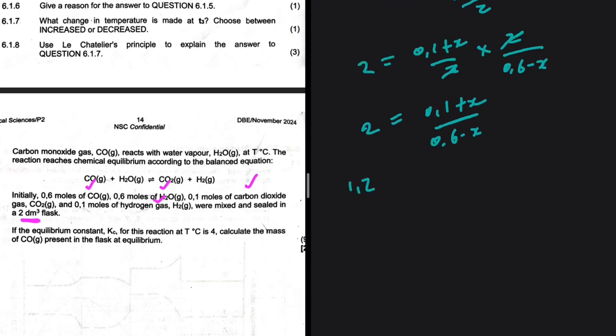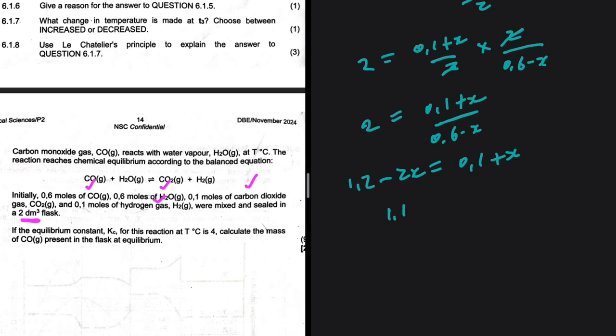So 1.2 minus 2x is equal to 0.1 plus x. So 1.2 minus 0.1, 1.1. Okay, I feel so stupid, but I don't want to make any mistakes. x plus 2x is equal to 3x. So x is equal to 1.1 divided by 3, which is 0.3667.